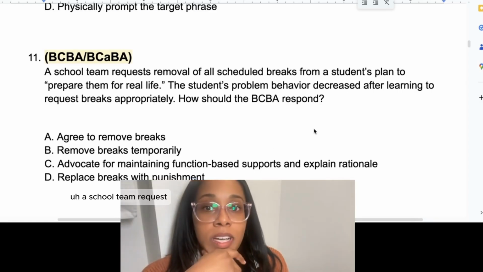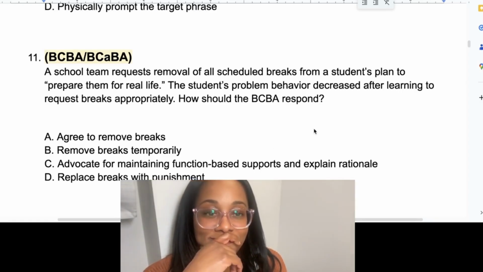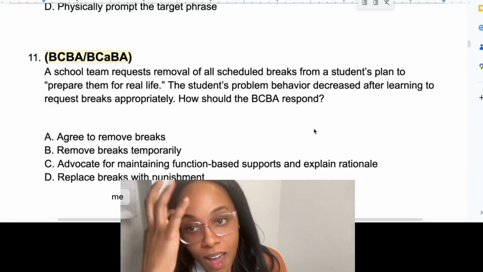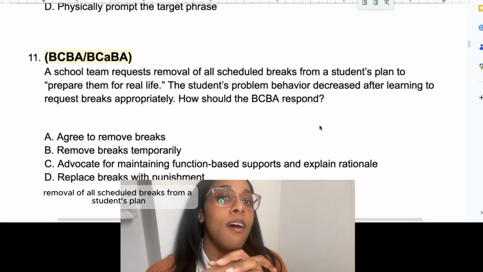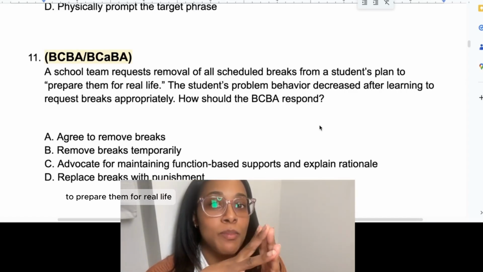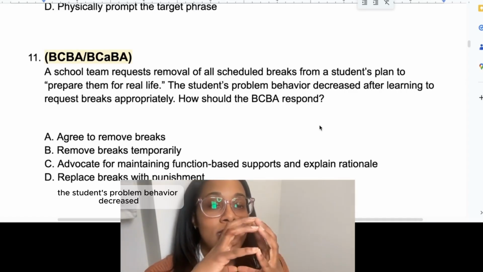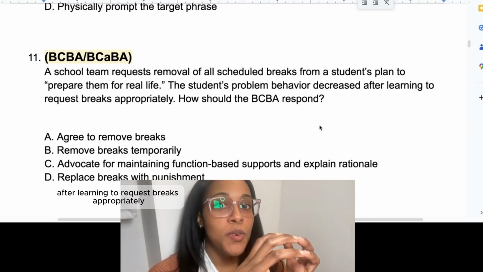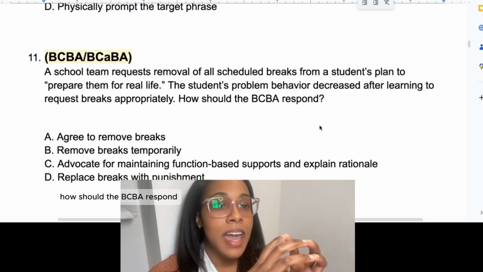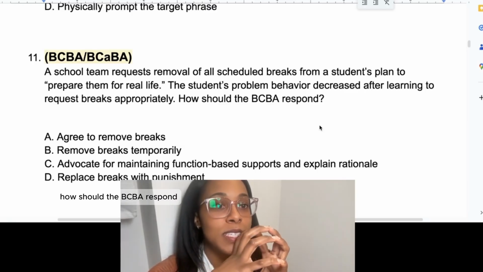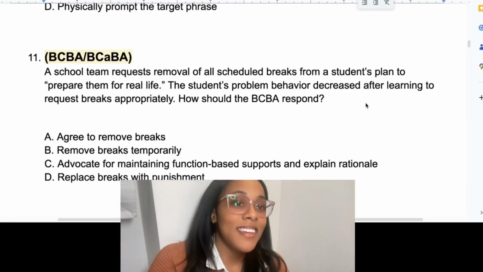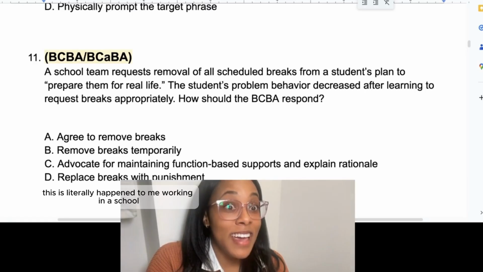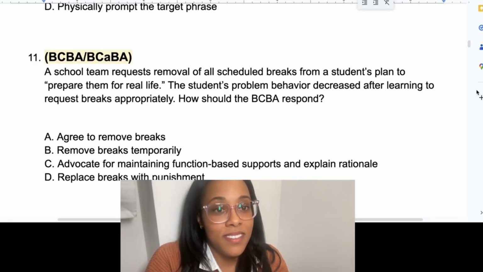A school team requests removal of all scheduled breaks from a student's plan to prepare them for real life. The student's problem behavior decreased after learning to request breaks appropriately. How should the BCBA respond? You guys, this has literally happened to me working in a school.